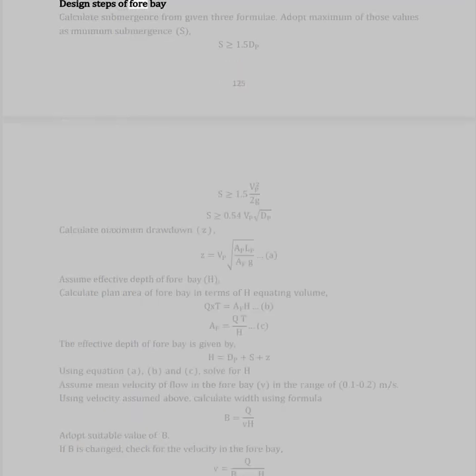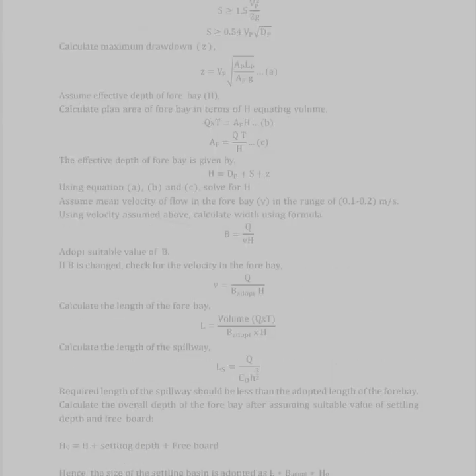Design steps of forebay. Calculate submergence from the given three formulae. Adopt the maximum of those values as minimum submergence: S greater than or equal to 1.5 d, S greater than or equal to 1.5 V²/2g, S greater than or equal to 0.54 V√d. Calculate maximum drawdown, Z, where Z equals V L / (A g). Assume effective depth of forebay, H. Calculate plan area of forebay in terms of H by equating volume, Q times T equals A times H.